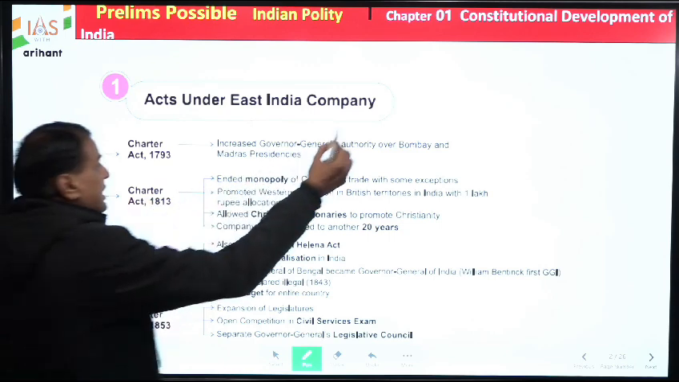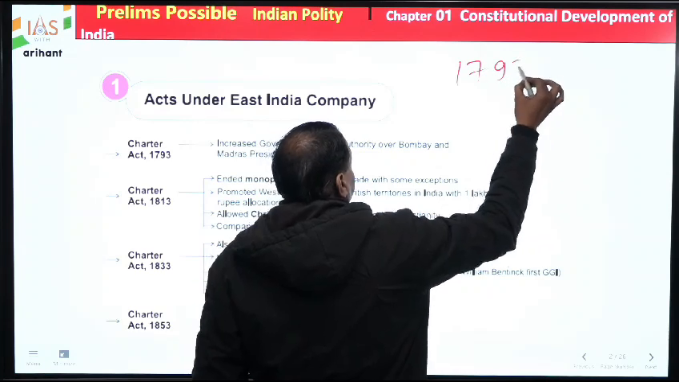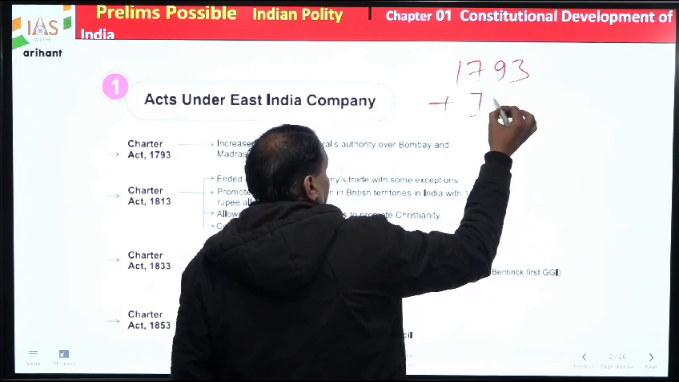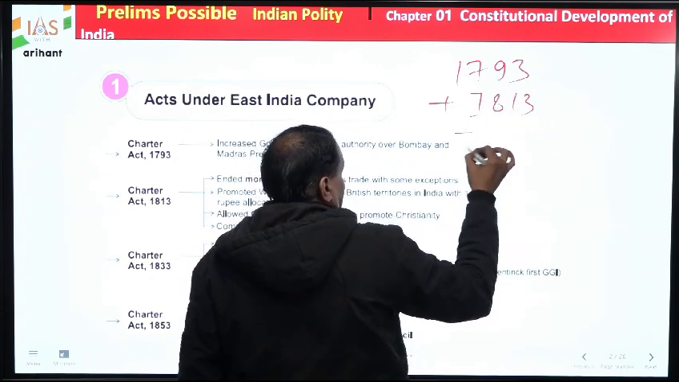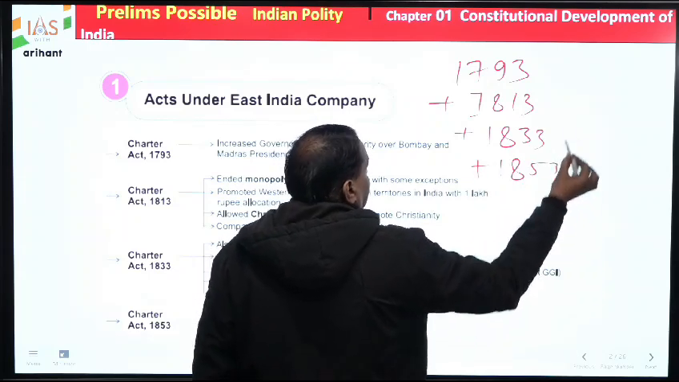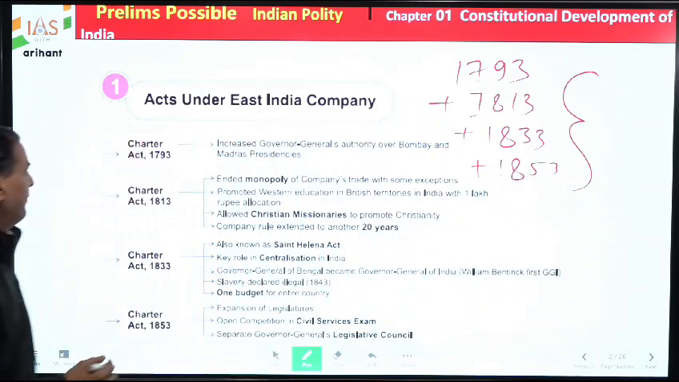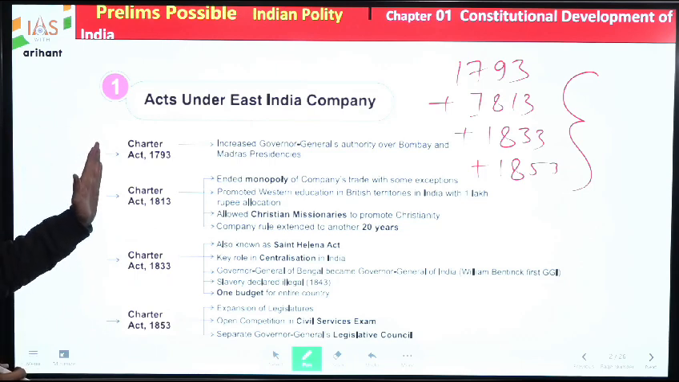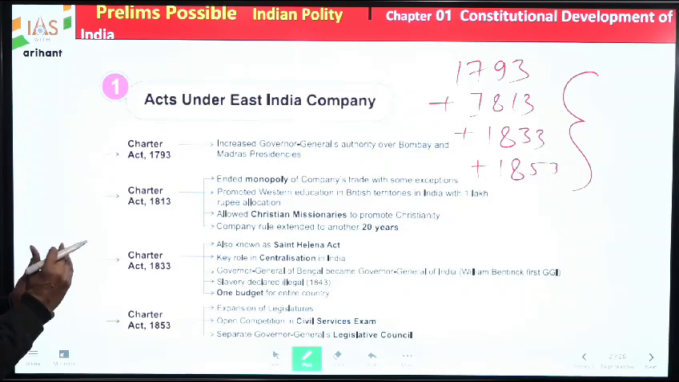So, 1793 plus 20, after that 1813, and plus 20, 1833, and plus 20, 1853. These four acts are correlated with the East India Company. The Charter Act of 1793 was the second-level charter. It means there is also a difference between a Charter Act and a general act.